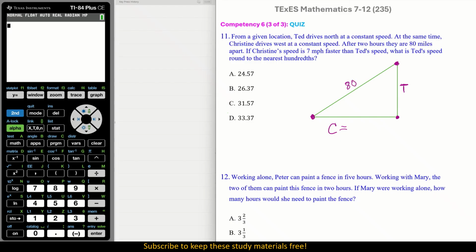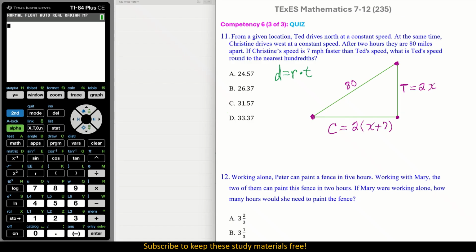Now, before I move on, side note, remember we have distance equals rate times time. So these are distances. This means that Ted, after 2 hours, is going at some unknown rate. But Christine, after 2 hours, her rate is Ted's plus 7 more miles per hour. So she is going faster.